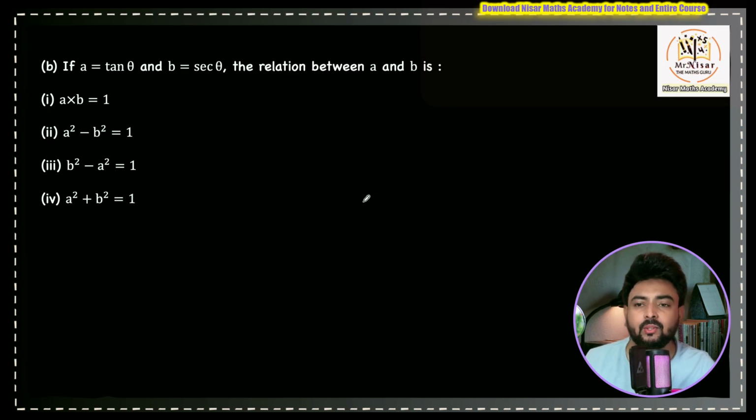So the next question we have, children, it's given that if A is equal to tan theta and B is equal to sec theta, find the relation between A and B. Very simple question. Now first of all, you say me, before solving this question, what is the trigonometrical identity which relates tan and sec? So I say that it is 1 plus tan square theta is sec square theta. This is the trigonometrical identity we have.